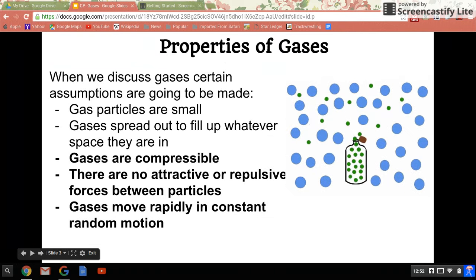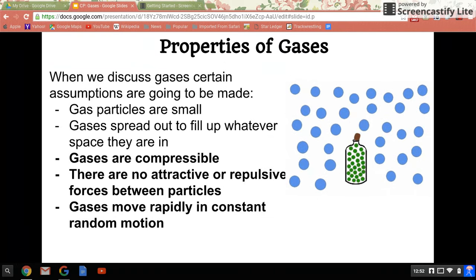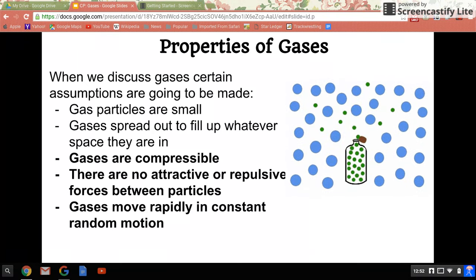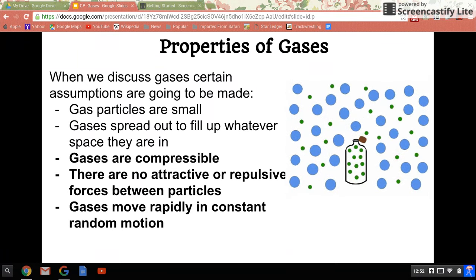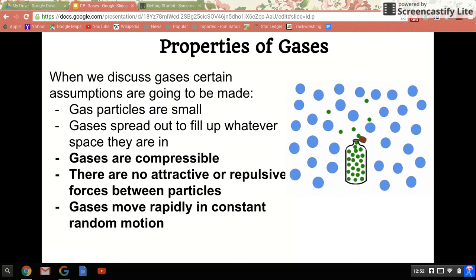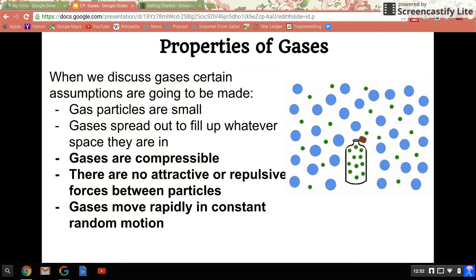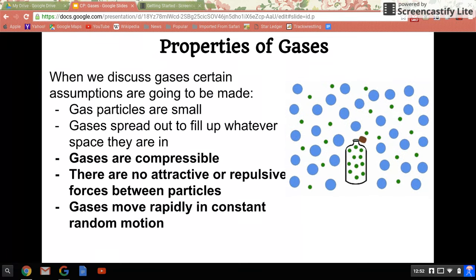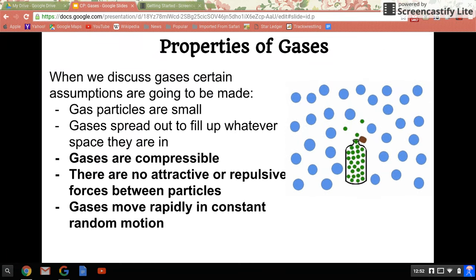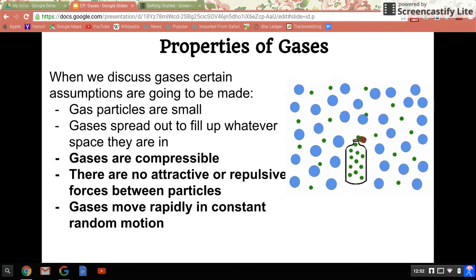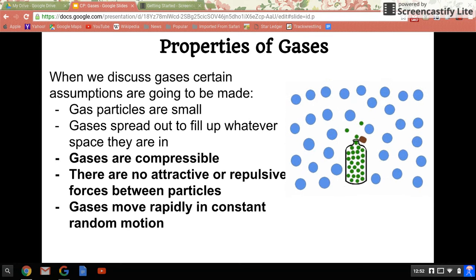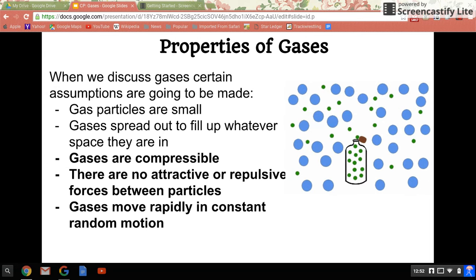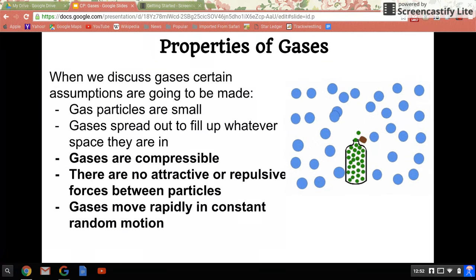So a couple of properties that you need to be aware of when talking about gases. It is assumed that gas particles are small. You know that all atoms are small and all molecules are small. So this should make pretty much sense to you. They're going to spread out to fill up whatever container they're in. So that container could be your soda bottle that you drank for lunch, or it could be the entire classroom that you're in or the entire room that you're in. They'll spread out as far as possible.